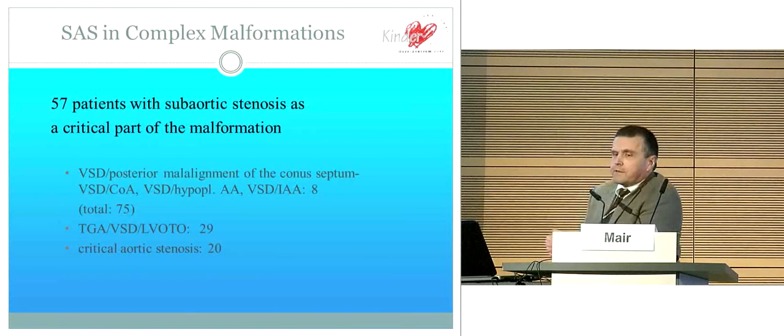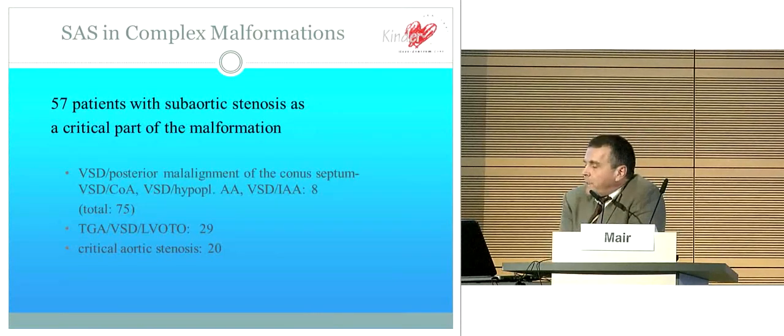More interesting is the subaortic stenosis in complex malformations. We had 57 patients in which the subaortic stenosis was a critical part of the malformation. That means that the subaortic stenosis had to be treated during the initial procedure, during the initial repair.